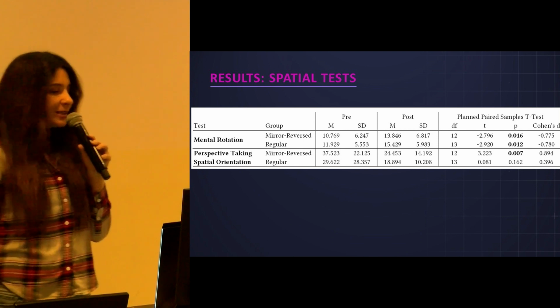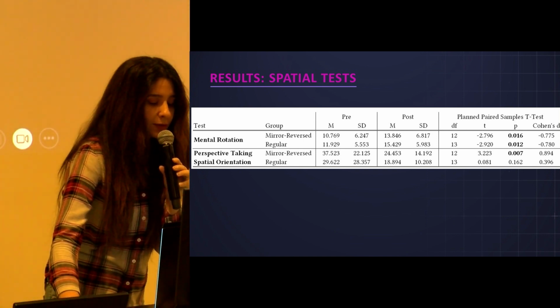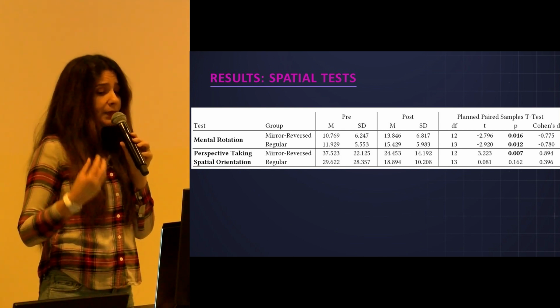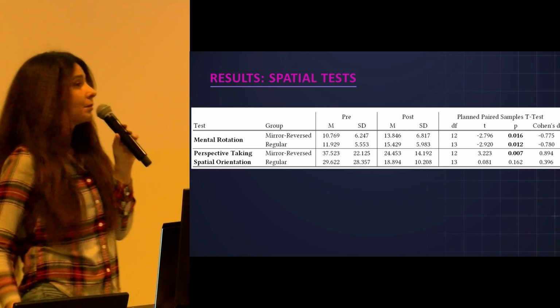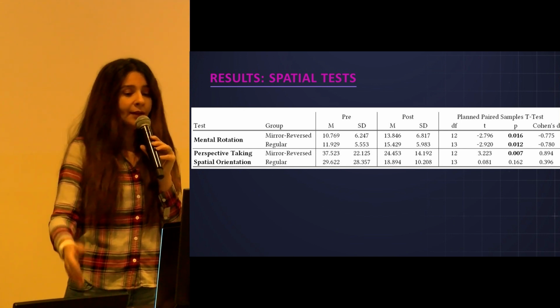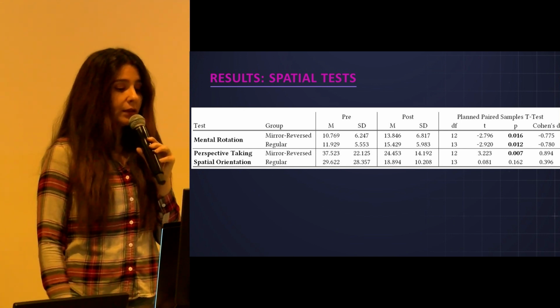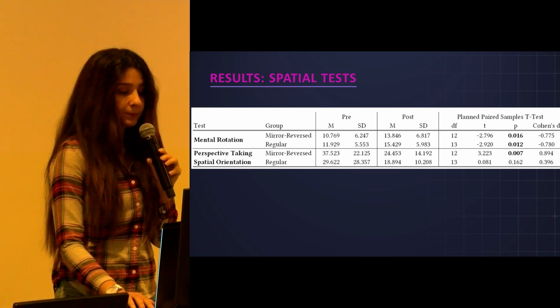So let's talk about the results. Those are our 2 different groups, and in the mental rotation test, both groups actually showed significant improvement. Both our mirror reverse group and our control group with regular interaction. And in the perspective taking and spatial orientation test, only the mirror reverse group showed significant improvement.